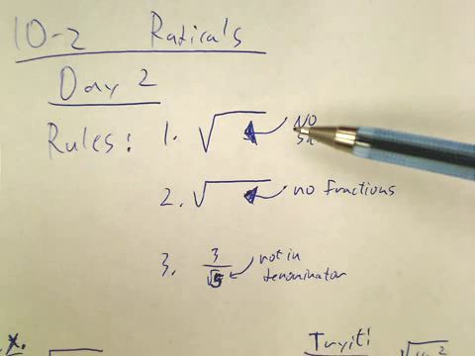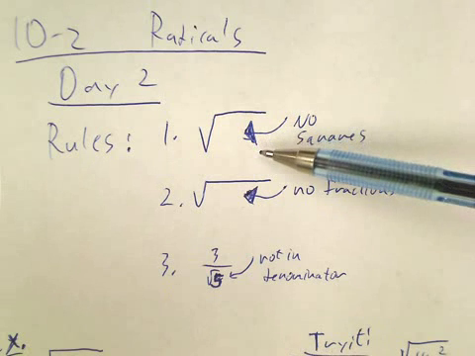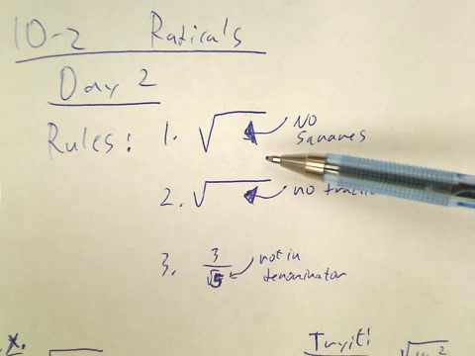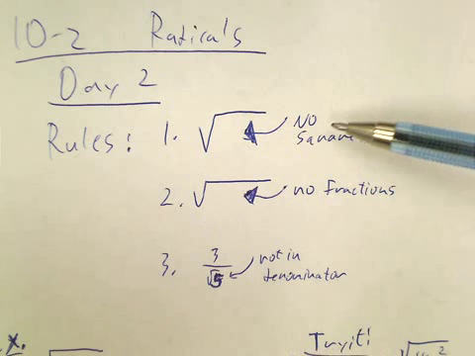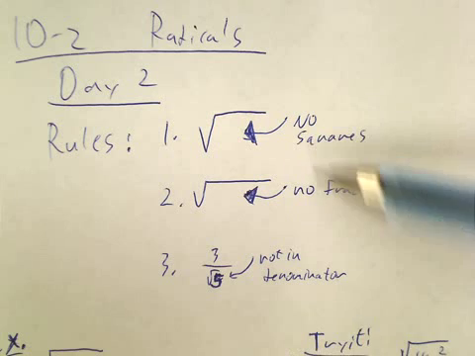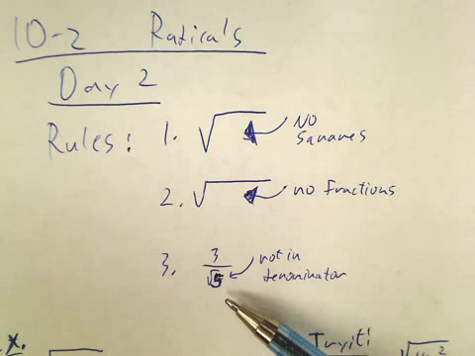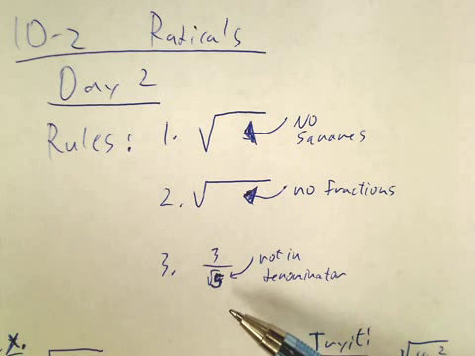The rules about radicals is that you can have no perfect squares under the radical. That means no exponents greater than 1 on variables, and the numbers can't have any squares that go into them. So no squares inside the radical. Also, no fractions are allowed inside the radical. And the last rule is that you can't have a radical in the denominator. So those are the three basic rules we go by.